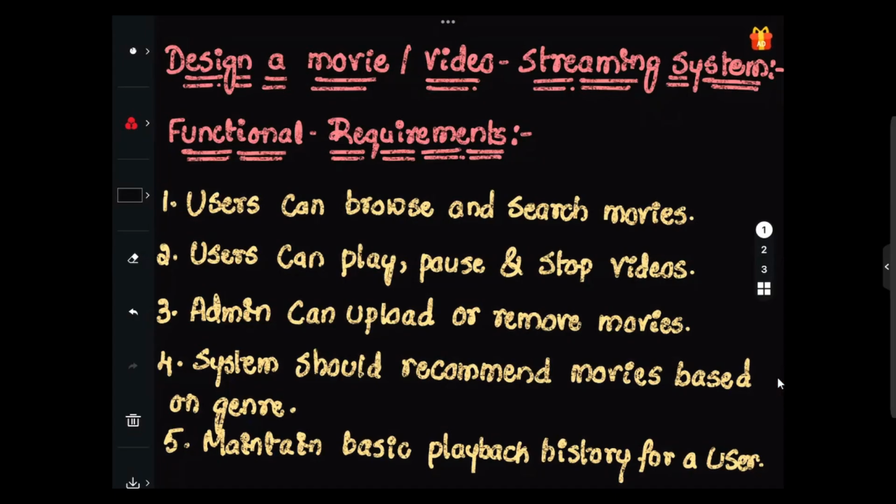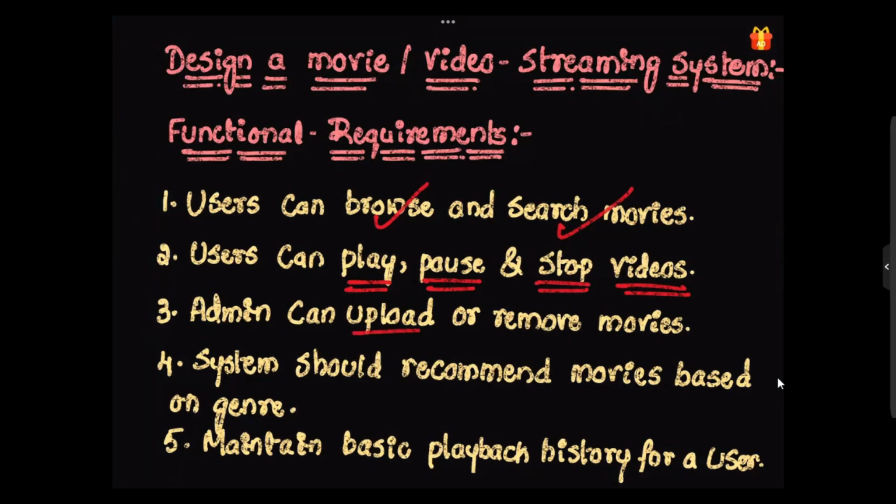The first functional requirement is that users can browse and search movies. The second requirement is that users can play, pause and stop videos. Conceptually we'll be going with this, we will not be uploading any video and watching it. The third requirement is that admins can upload or remove movies.